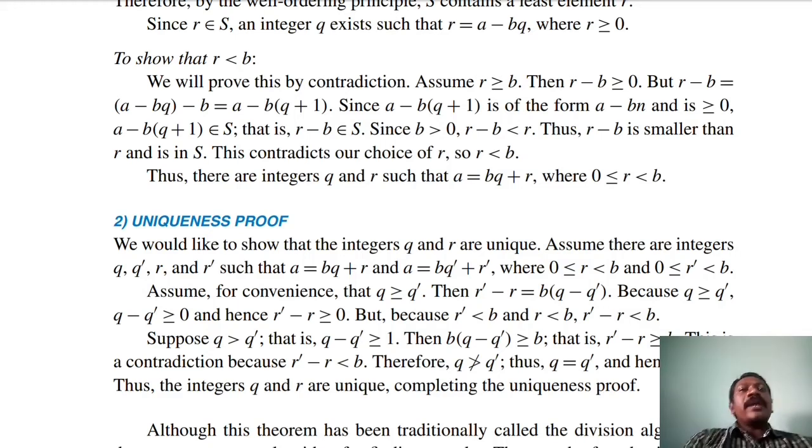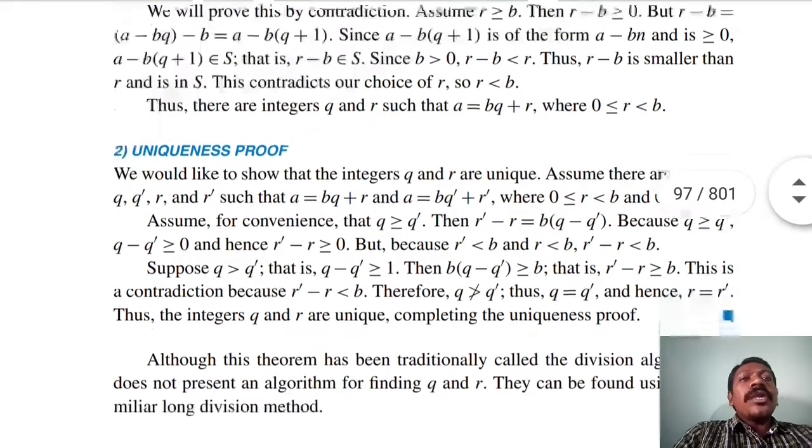We have proved that for any integer a and a positive integer b, there exist integers q and r such that a equals bq plus r, where 0 less than or equal to r less than b. So this is our statement without the uniqueness of q and r. Now we are going to prove the uniqueness.